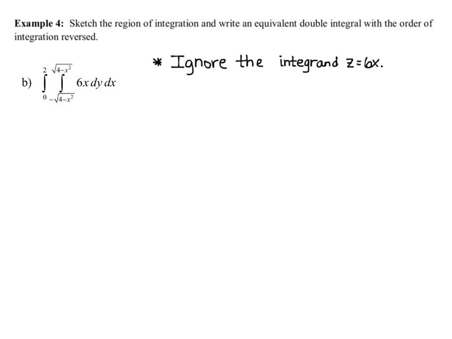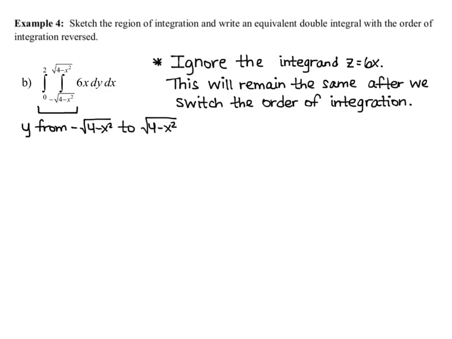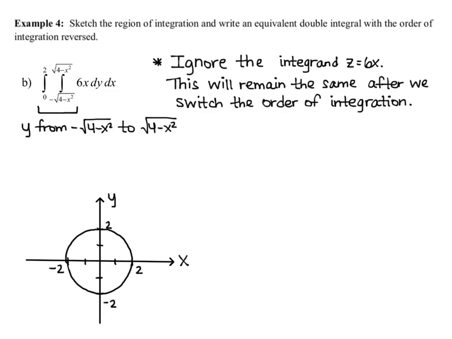To graph the region R, start by focusing on the functions y going from the negative square root of 4 minus x squared to the positive square root of 4 minus x squared. This is the lower and upper halves of a circle of radius 2 centered at the origin. If needed, you can always use your calculator to graph the bounds. Next, since we're given that x goes from 0 to 2, we shade in the right half of the circle.